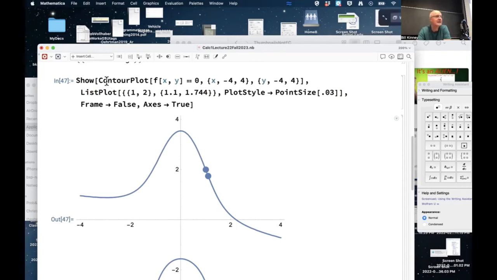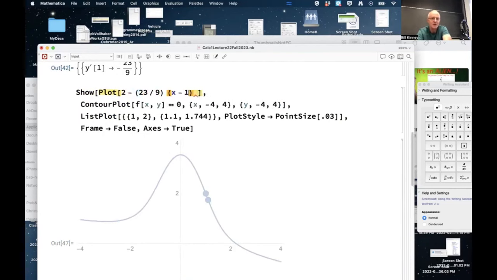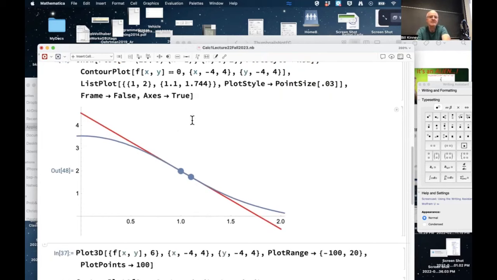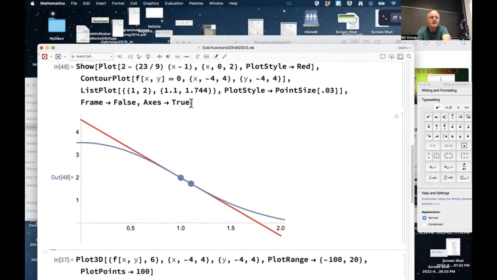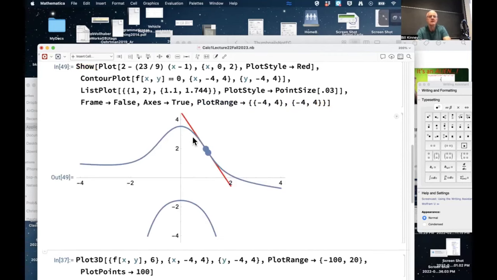I could also plot the tangent line to the point 1, 2 in here as well. An ordinary plot. Tangent line equation is 2 minus 23/9 times x minus 1. X going between, say, 0 and 2 to keep a small range here, and I'll make it red. Oh, and it changed the window here on me. Sometimes that happens. That can be fixed. Okay, there we go. That's the tangent line to the curve at this point 1, 2.